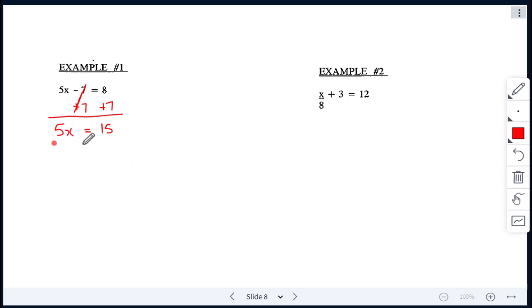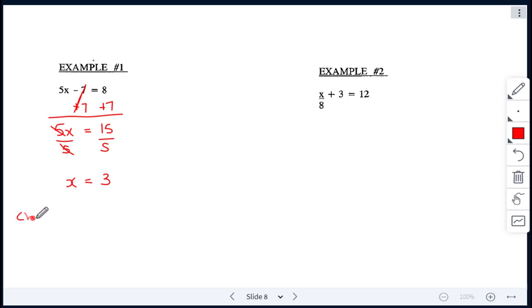Now it looks like a type 1 equation. We have 5x is equal to 15. So the opposite of multiplying is dividing. So we're going to divide by 5 on both sides, which leaves us with x is equal to 3.